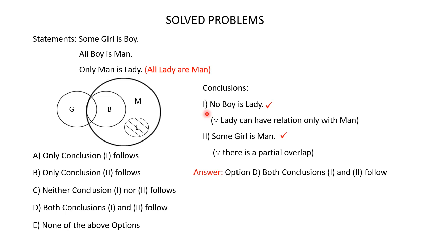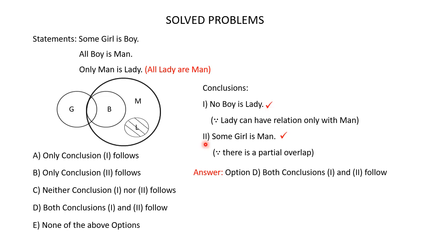Conclusion 1. No boy is lady. So you have boy here and lady here. Clearly you can see that lady can have a relation with only man. Lady will not have any relation with boy. So no boy can be a lady. So the conclusion no boy is lady is correct. Conclusion 1 follows.